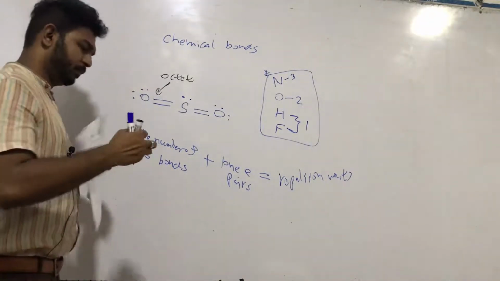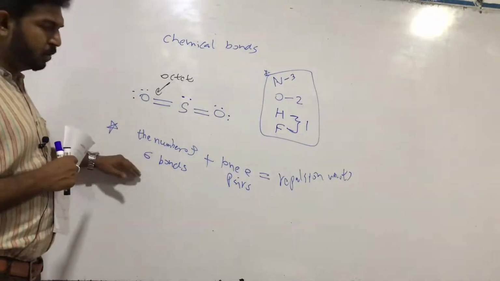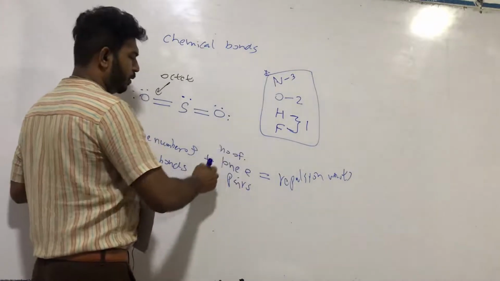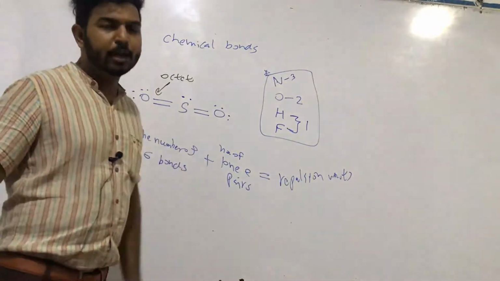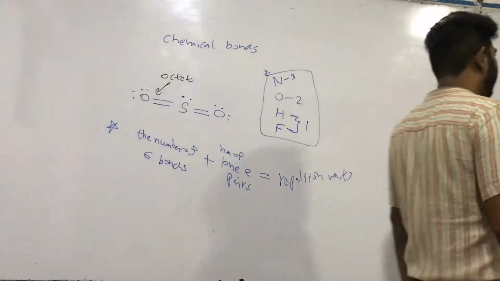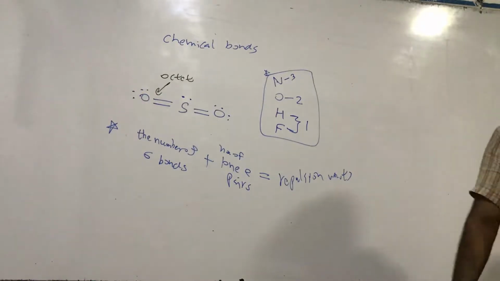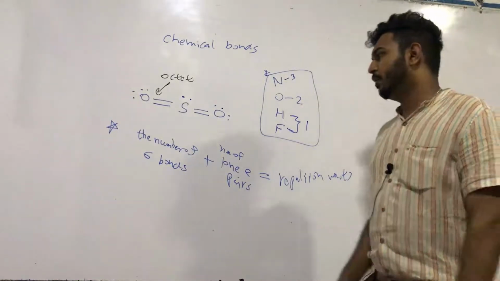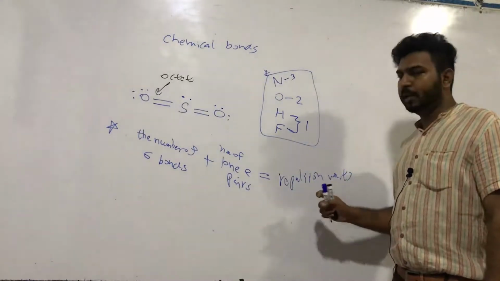Please write this one. The number of sigma bonds plus number of lone electron pairs are called repulsion units. Please denote this one: the number of sigma bonds plus number of lone electron pairs equal to repulsion units.